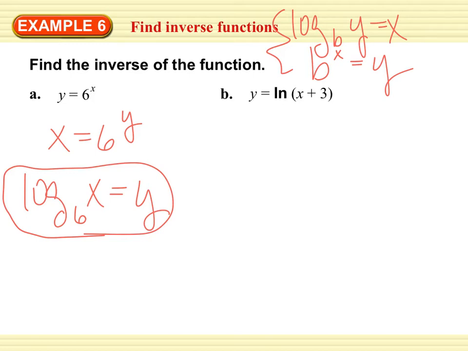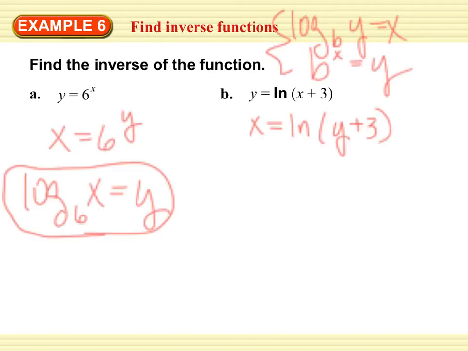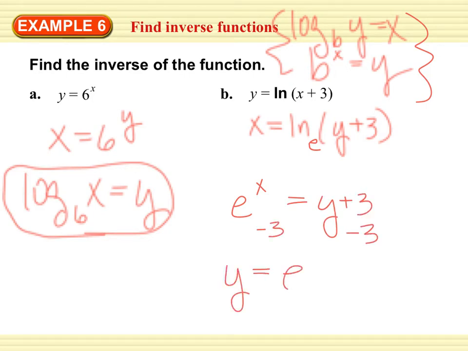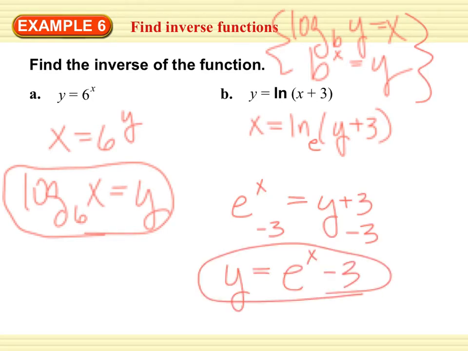Same thing here. Let's switch our variables. X equals natural log y plus 3. Going back up here to this form, remember this is base e. I can say e to the x equals y plus 3. Subtract 3 from both sides. Y equals e to the x minus 3. That one was a tad bit tricky, wasn't it?